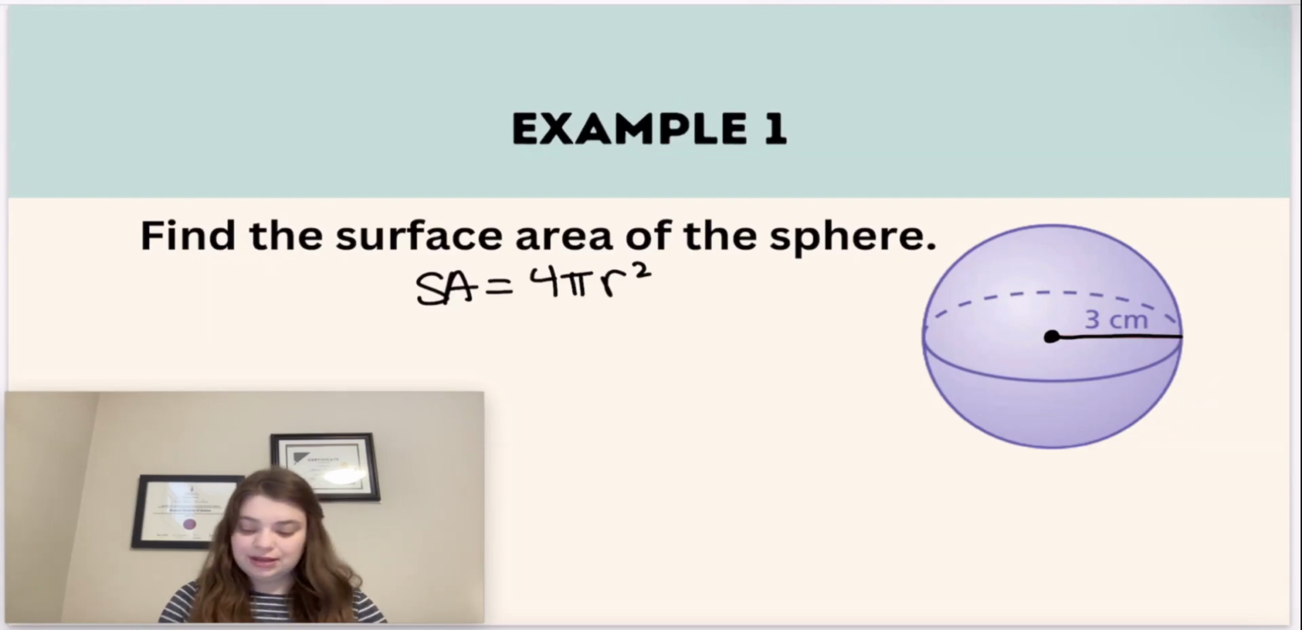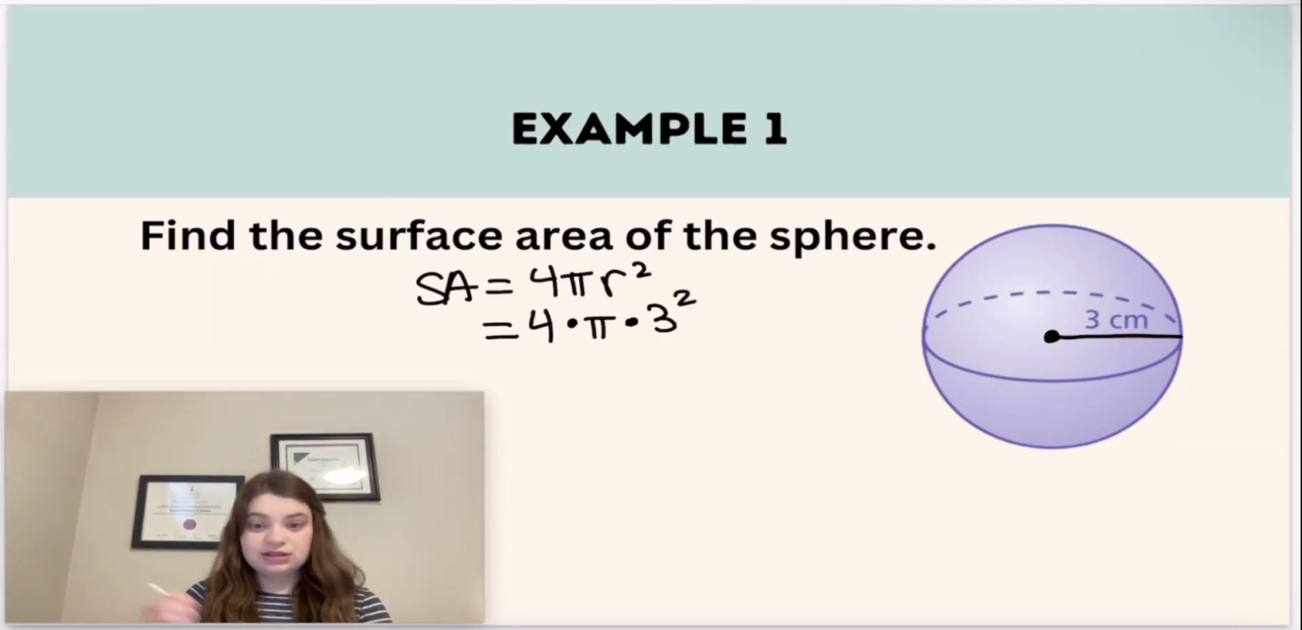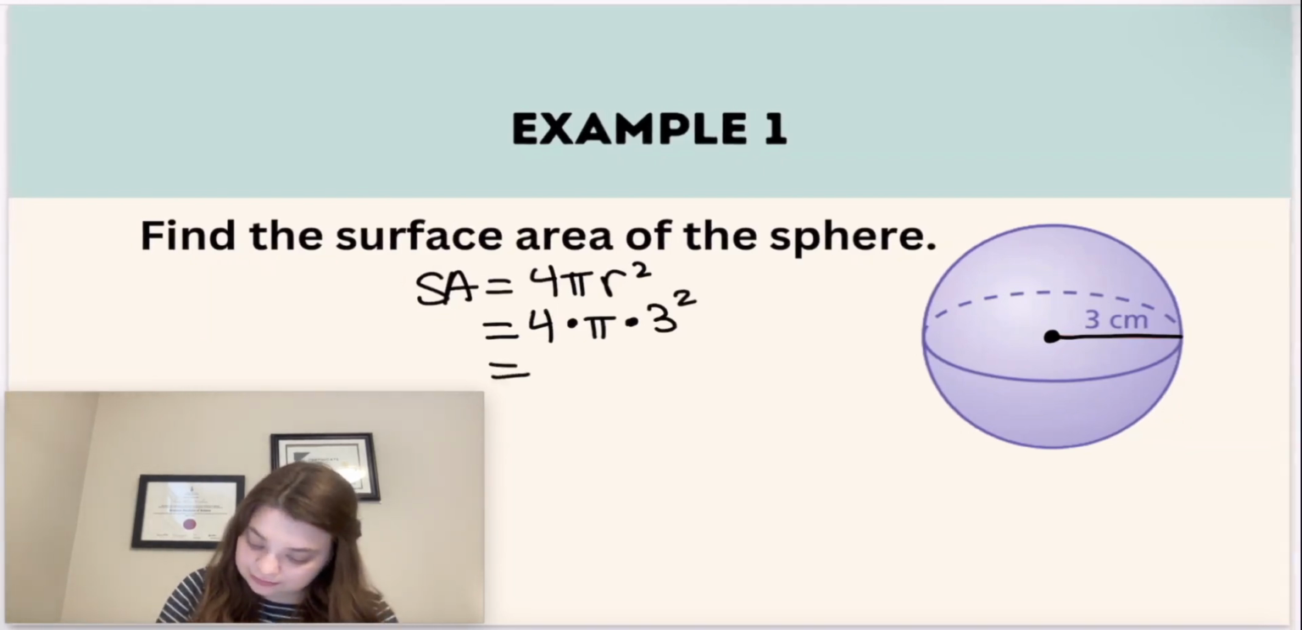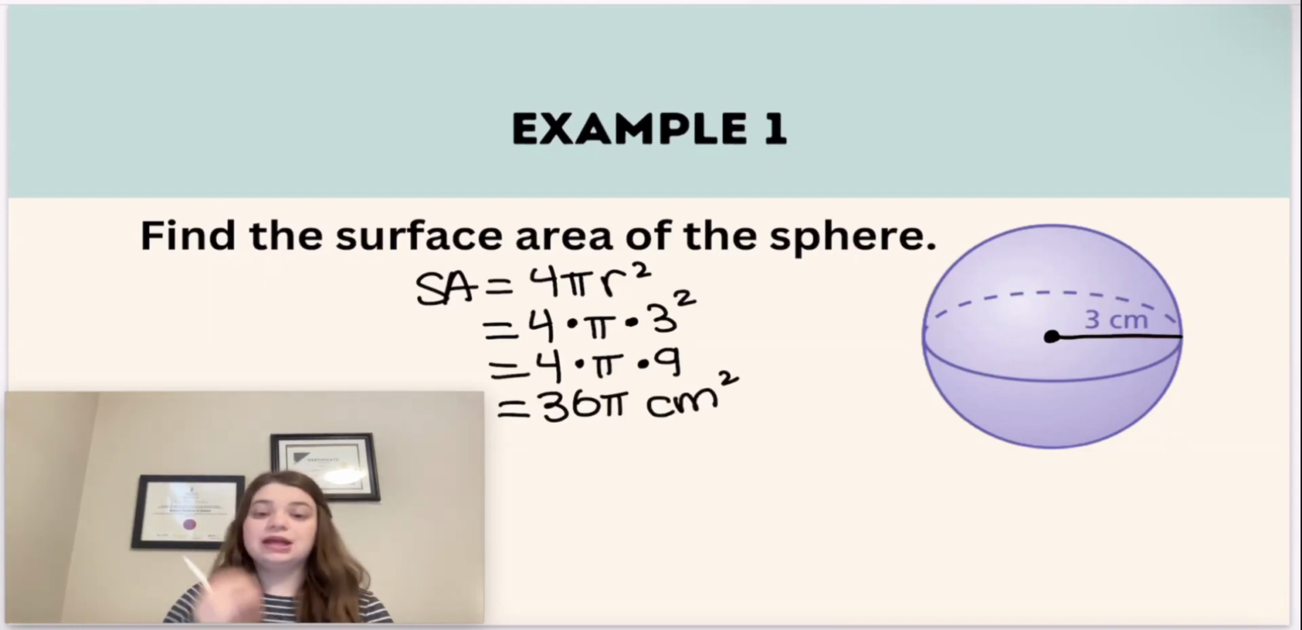And so that means that the surface area is equal to 4 times pi times 3 squared. Now, 3 squared, I recall that just means 3 times 3, because a little 2 on top, that exponent, means we should multiply 3 to itself 2 times. So 3 times 3 gives us 9. And then 4 times 9 is 36. So the final exact answer would be 36 pi square centimeters.